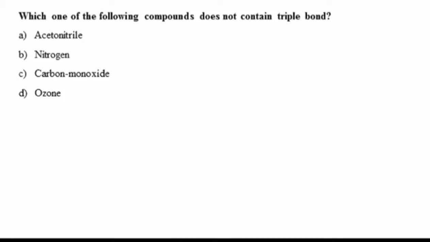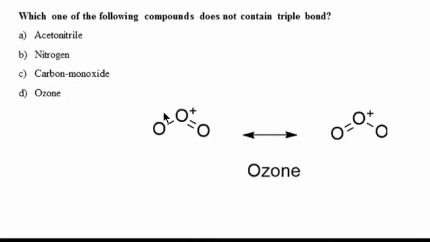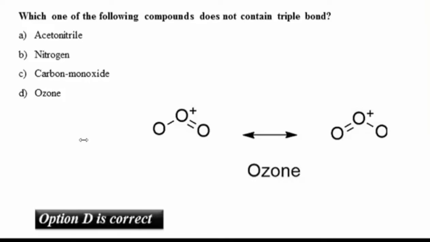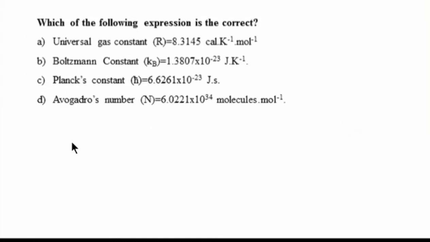The next question is, which one of the following compounds does not contain triple bonds in the given options? Now, here we have these given options, and if we look closely, ozone is the only one that does not have triple bonds. So our option number D is the correct answer.